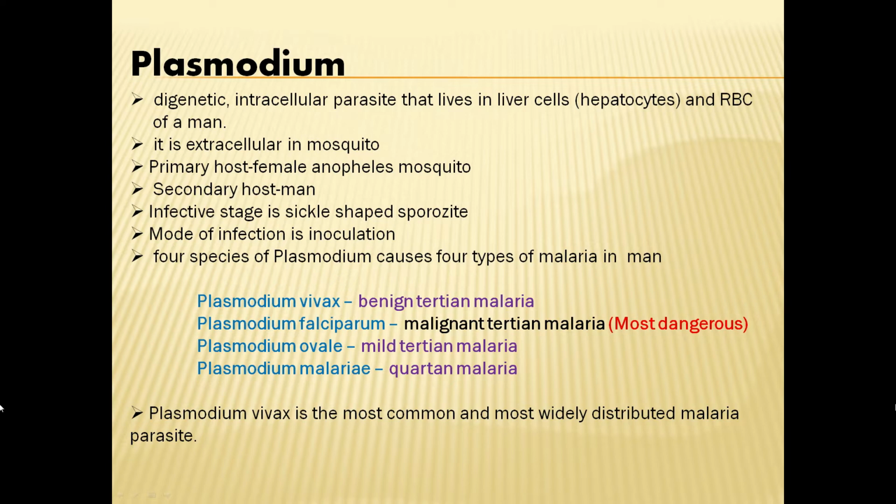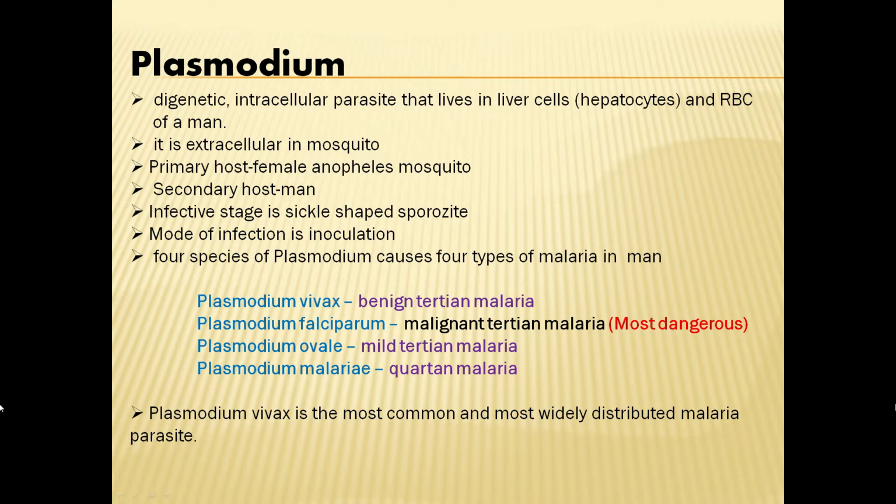Its primary host is the female anopheles mosquito. As I have discussed above, digenetic means two genera of hosts are required. So its primary host is the female anopheles mosquito. This female anopheles mosquito is helpful for the sexual phase of Plasmodium. In the female anopheles mosquito, Plasmodium's habitat is the crop, that is its digestive system. The secondary host of Plasmodium is man.